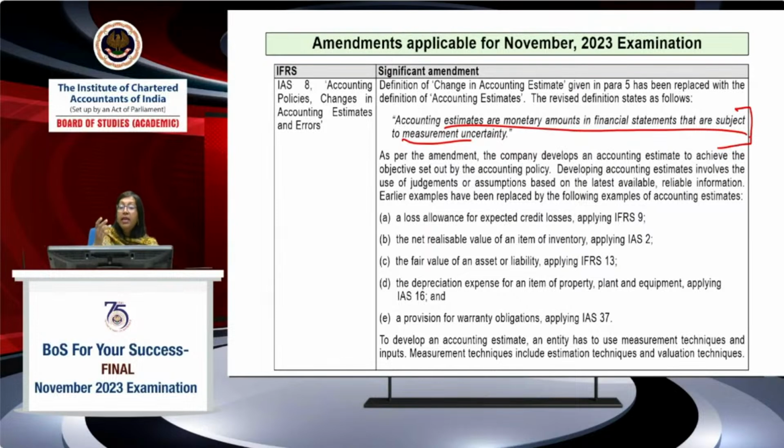disclosed. Okay. Examples of certain changes in accounting estimates were mentioned earlier also in the standard, but they have now been modified and improvised, and have been connected with the actual terminology or language which was used in that particular standard. So these 4 examples are a loss allowance for expected credit losses, net realizable value of an item of inventory, the fair value of an asset or liability under IFRS 13, depreciation expense for an item of property, plant and equipment.